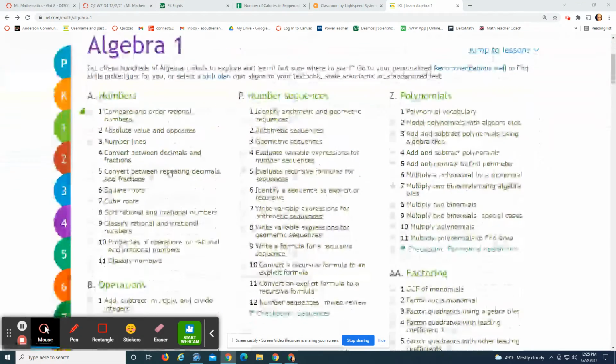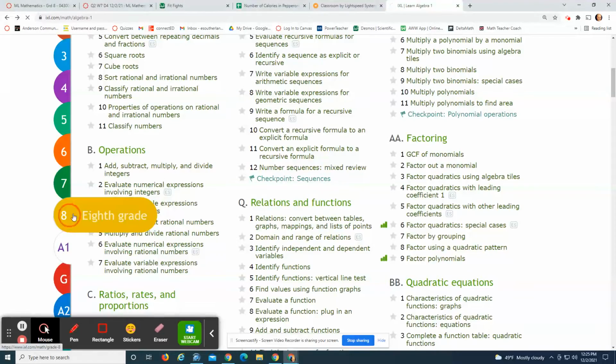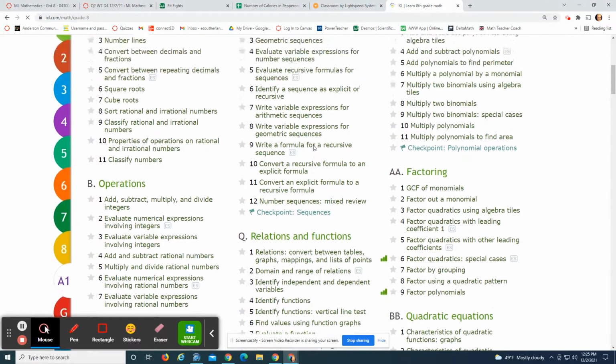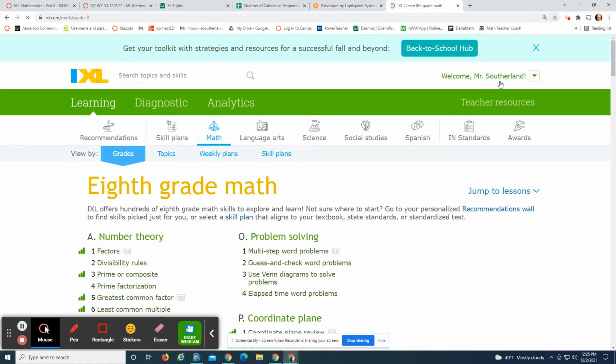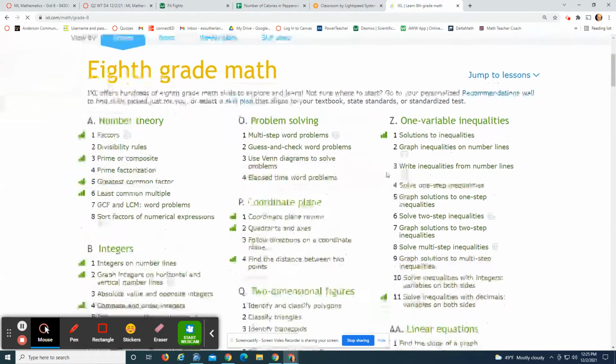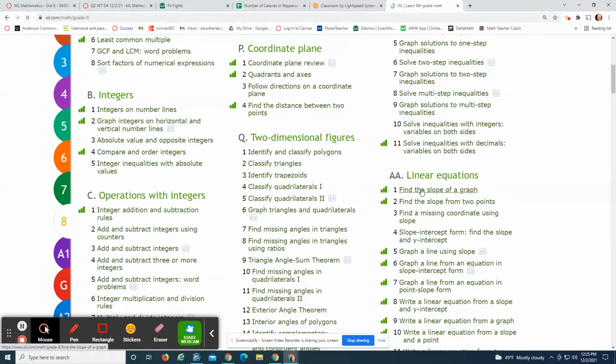This is for missing assignments. You're going to want to click go to IXL.com. It's going to be in 8th grade. You want to make sure your name's up here in the corner so that it records your score. The first one we're going to look at is AA1. It is find the slope of a graph.